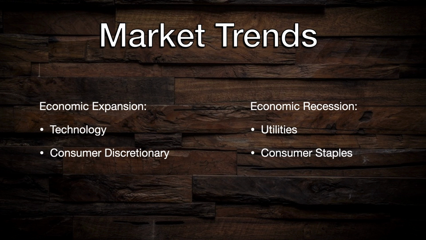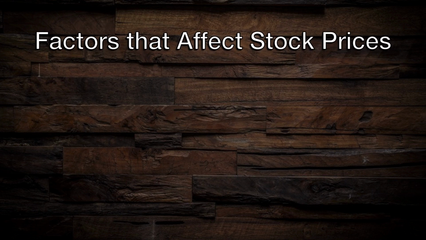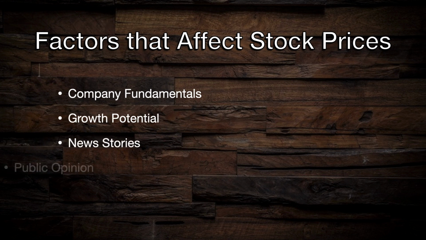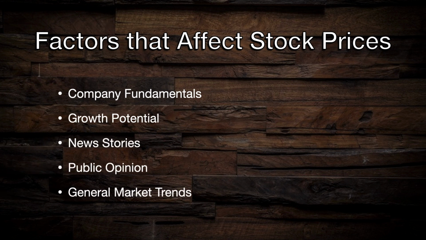Often you will see the stocks of companies that are competitors rally simultaneously because demand for their industry as a whole is increasing. So just to recap, stock prices are determined by supply and demand, which is affected by a combination of company fundamentals, growth potential, news stories, public opinion, and general market trends.